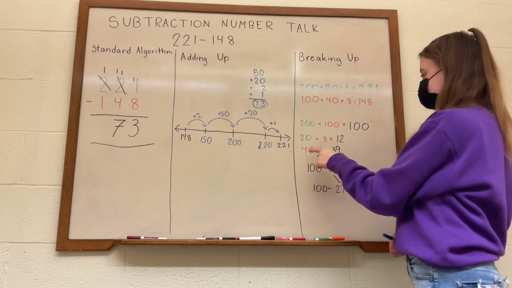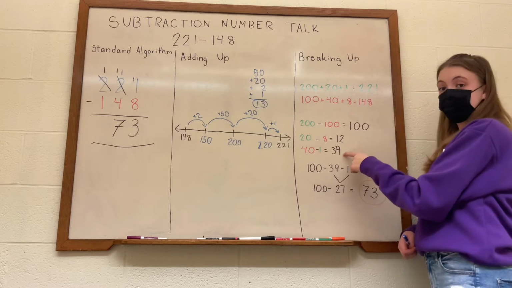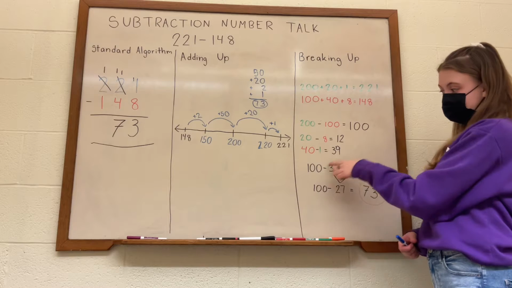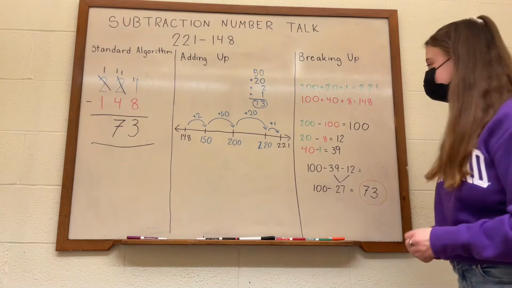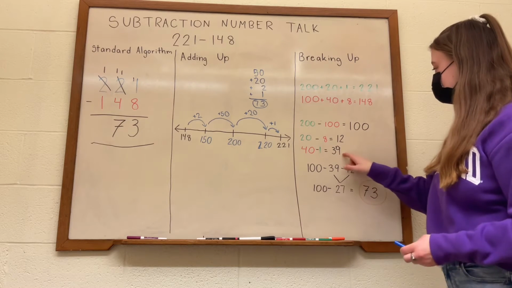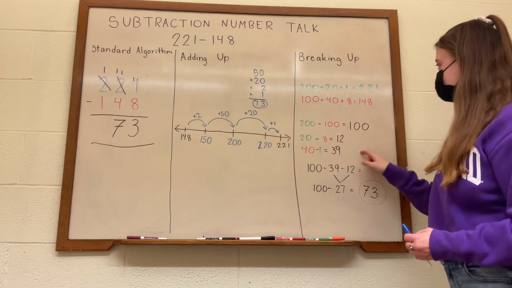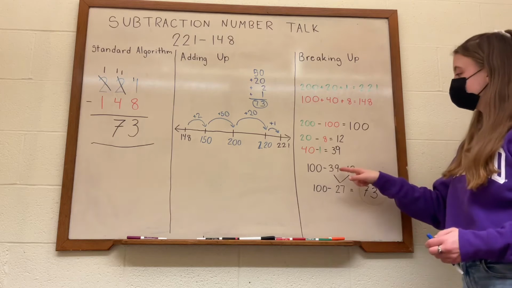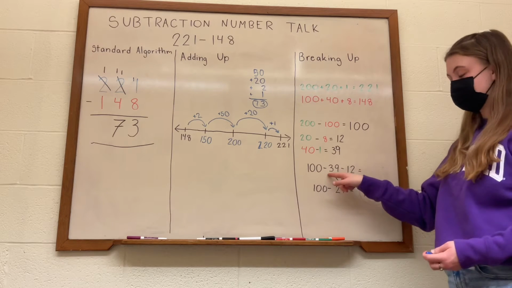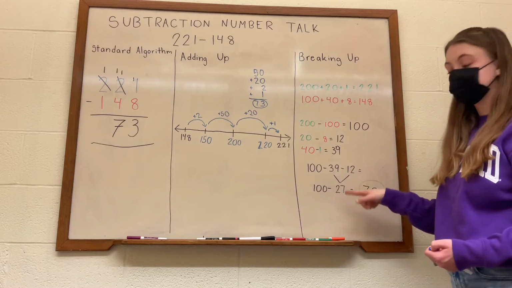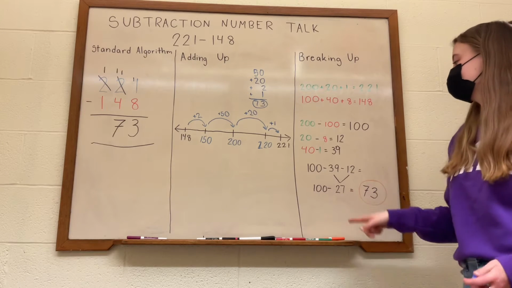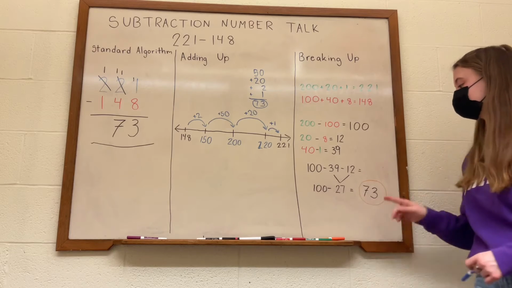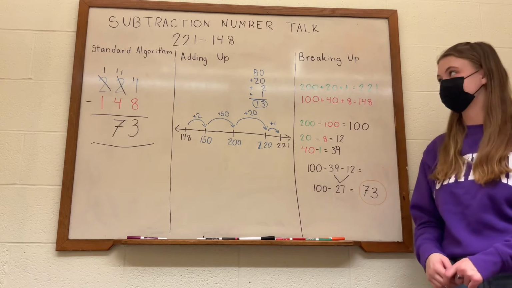So I did 200 minus 100 to get a simple number of 100, 20 minus 8 to get 12, 40 minus 1 to get 39. Then from there, you'll take 100, 12, and 39 and subtract them all together, because these three numbers are the same thing as subtracting 221 and 148. So I took 39 and subtracted 12 from that to get 27. And then you can easily subtract 100 minus 27 to get 73 as your final answer.